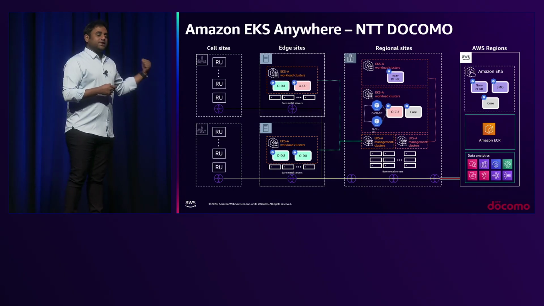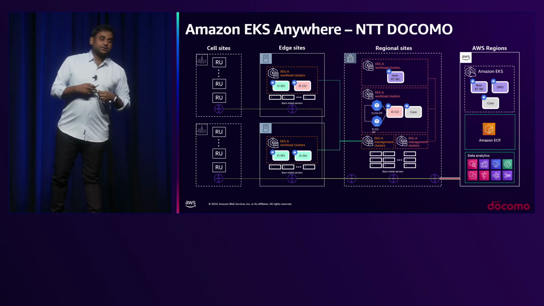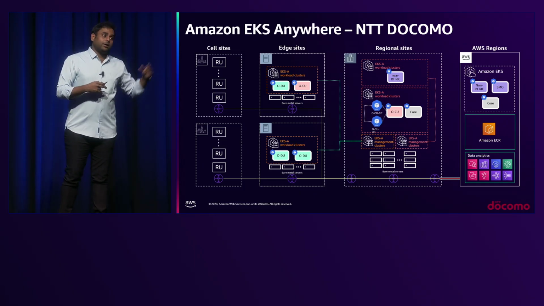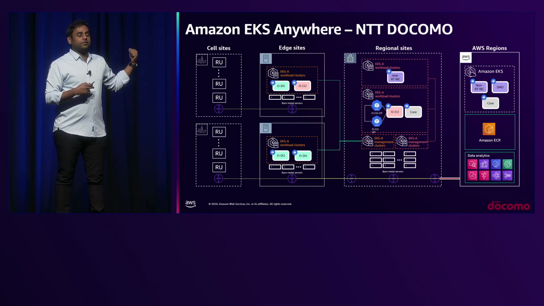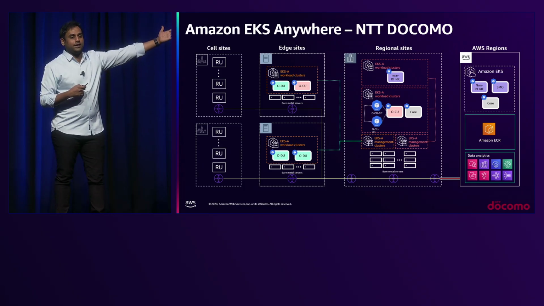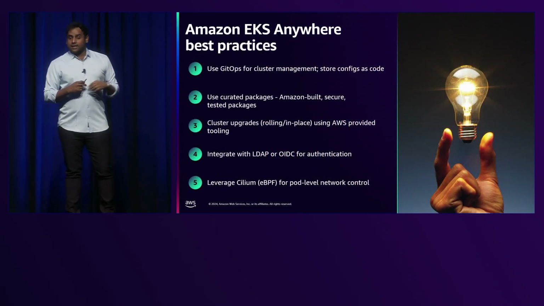So with this approach, NTT Docomo was able to deploy different sets of applications starting from the cloud to the region. For example, the edge sites comprise the distributed unit and the centralized unit. The RAN intelligent controllers are deployed in the regional sites, and the main 5G core components are deployed in the region. So let us end the EKS Anywhere topic with a few best practices.